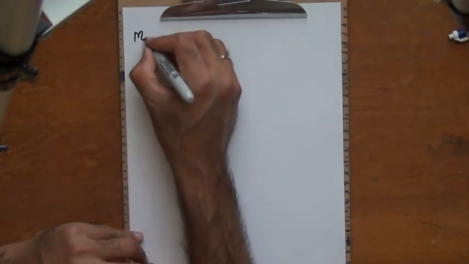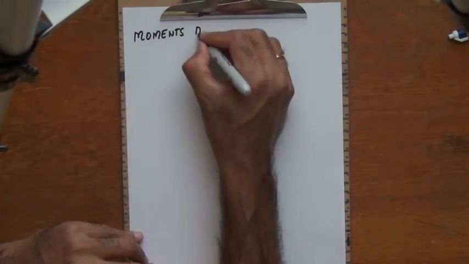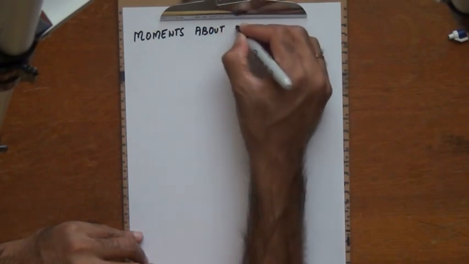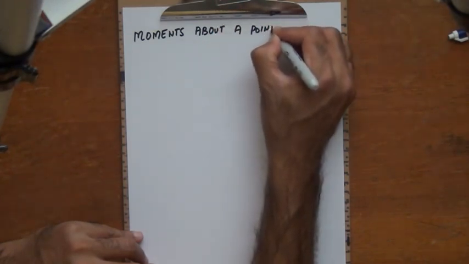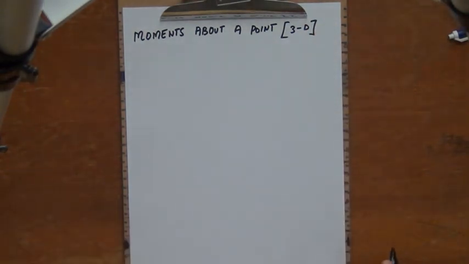Alright, so this is still moments about a point in 3D though. And we will first draw the problem, then we will set up useful information in the problem, and then we will choose a particular approach to handle this problem. Alright, so here is a problem.